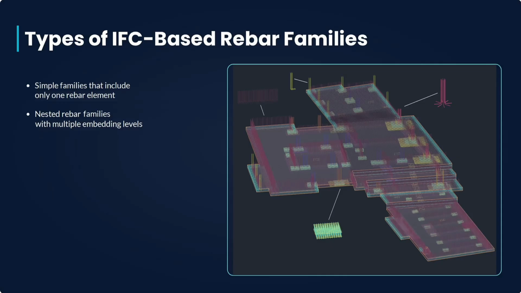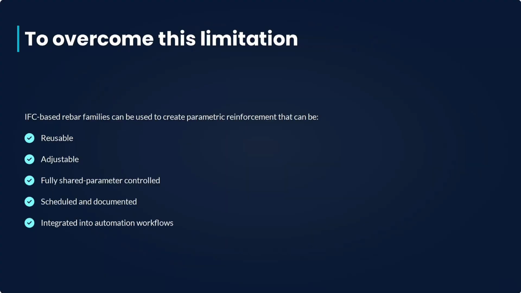There are two types of IFC-based rebar families. Simple families that include only one rebar element. Nested rebar families with multiple embedding levels. To overcome this limitation, IFC-based rebar families can be used to create parametric reinforcement that can be reusable, adjustable, fully shared parameter controlled, scheduled and documented, and integrated into automation workflows.